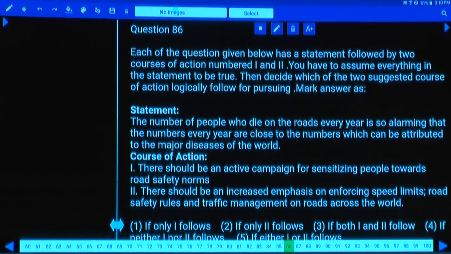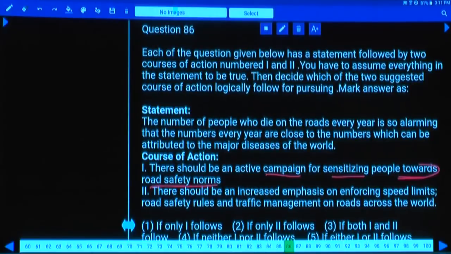First one, tell me. There should be an active campaign for sensitizing people towards road safety norms. Now, this comes under creating awareness among the people. By implementing this one, these people get aware of the road sense, as they come to know about these road safety norms. Will the number of accidents decrease or not? Is there a possibility or not? Yes. Hence, by implementing the first one, we can mitigate the given problem or decrease the intensity of the problem.